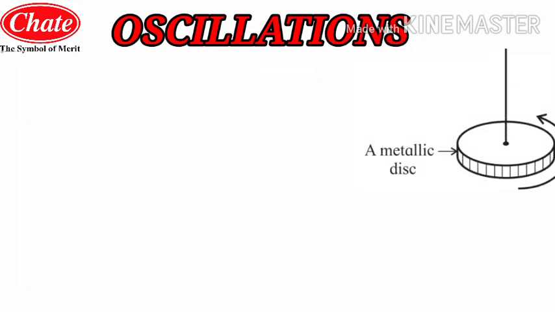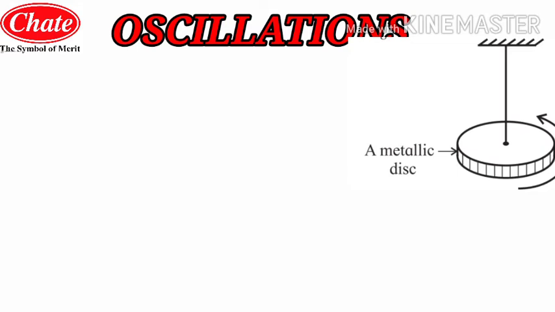Now students, we will be discussing angular SHM and its differential equation. As you can see in the diagram, a metallic disc is attached centrally to a thin wire, hanging from a rigid support. If the disc is slightly twisted about the axis along the wire and released, it performs rotational motion partly in clockwise and anticlockwise sense. Such oscillations are called angular oscillations or torsional oscillations.